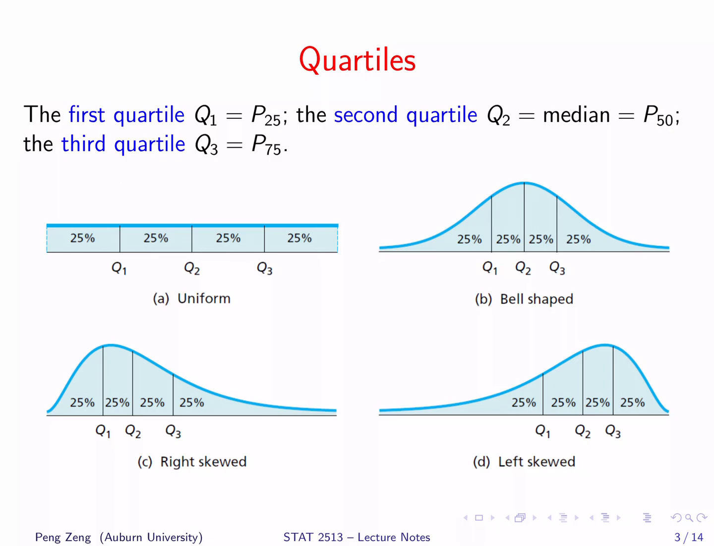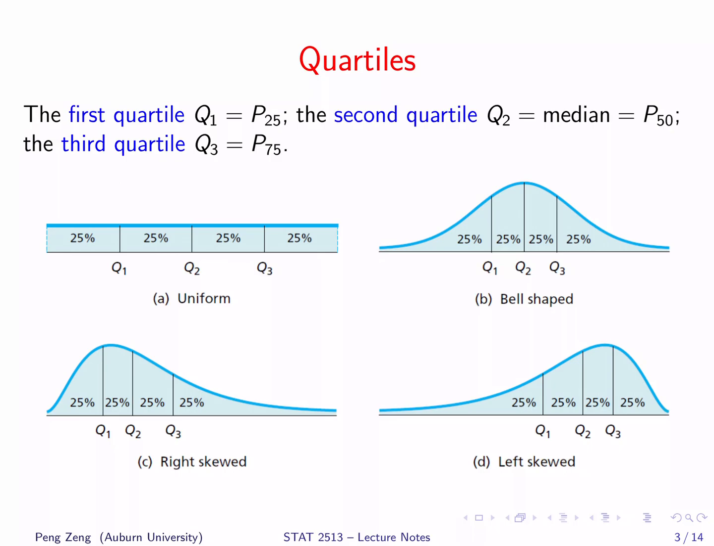The most commonly used percentiles are quartiles. We have 3 quartiles. The first quartile is the 25th percentile, denoted by Q1. The second quartile is the median. We may denote it by Q2. The third quartile is the 75th percentile, denoted by Q3.